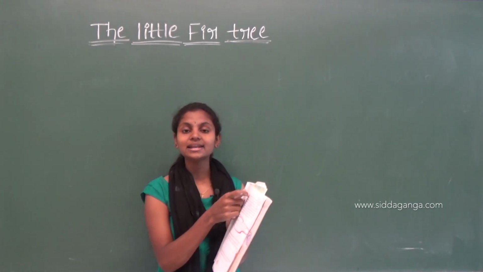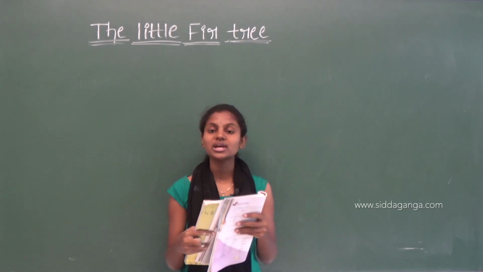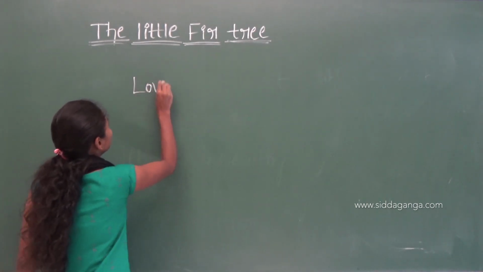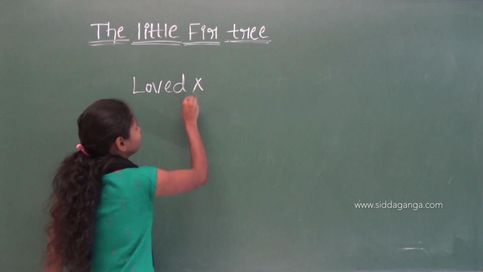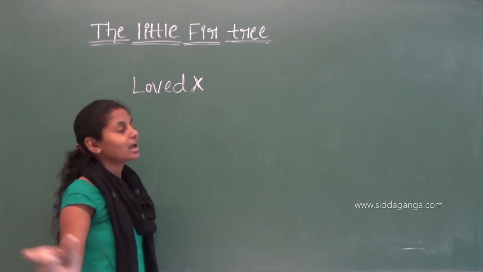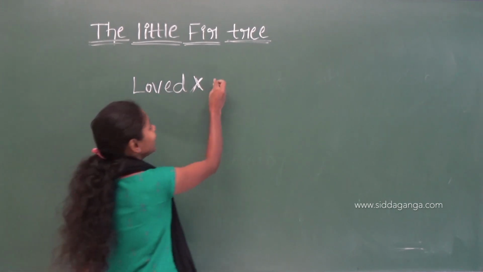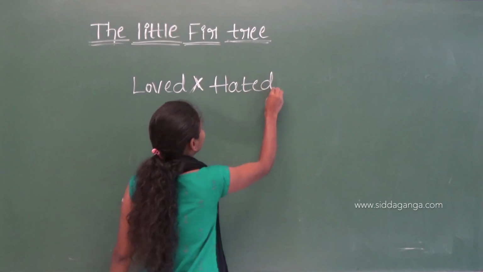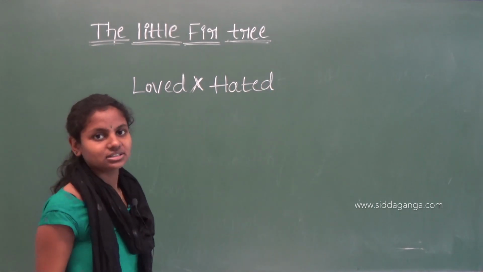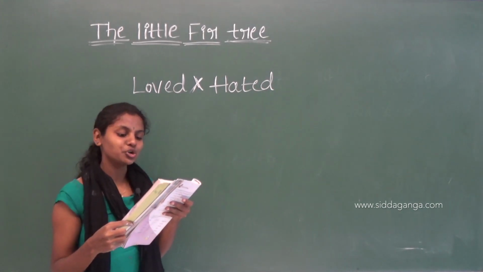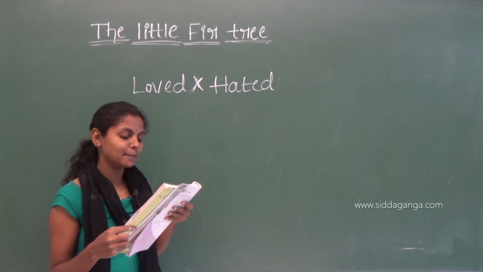In this sentence the word which is in blue is loved. So you have to write the opposite word for loved. As I told earlier, the opposite word for loved is hated. Understood?